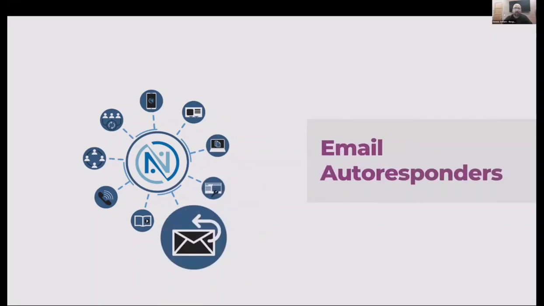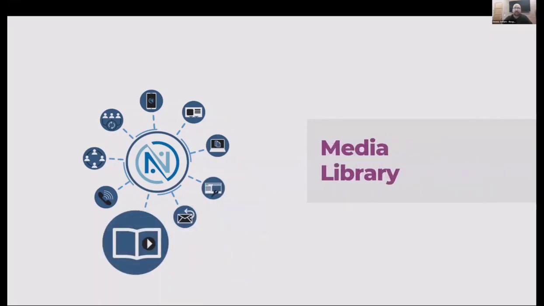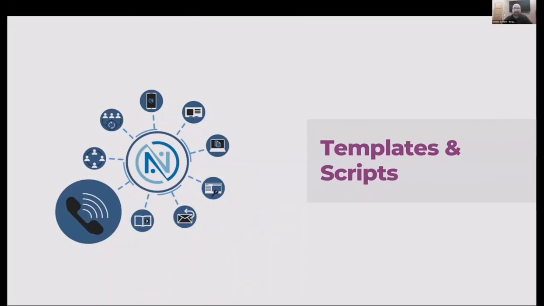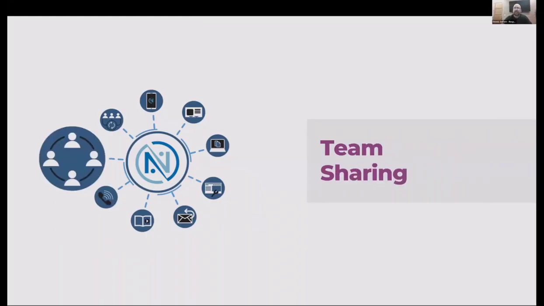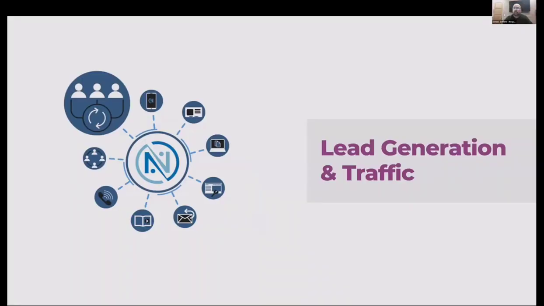There's email autoresponder campaigns, a media library, templating and scripts. Plus, our most powerful feature is team sharing that lets you take what you've built and replicate it throughout your entire organization. And then when you've got all of that, we've got the lead generation and traffic that you can plug into to start building your business faster outside of your warm market.